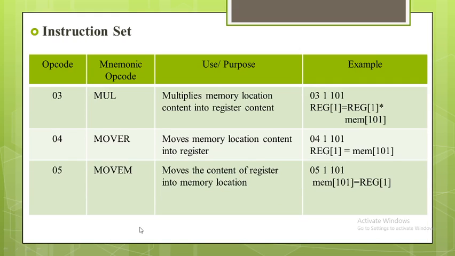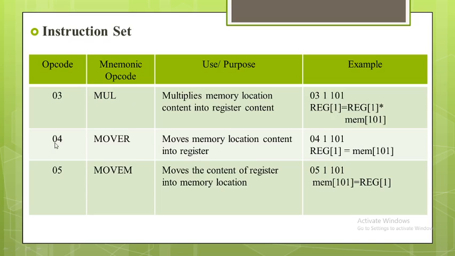The next opcode is 3, where the mnemonic opcode is multiplication, which multiplies the memory location content into the register content. As per the given example, the first 2 digits show you the multiplication. The first operand is register 1, which is going to be multiplied with the content of memory address 101, and the result will be stored into register 1.